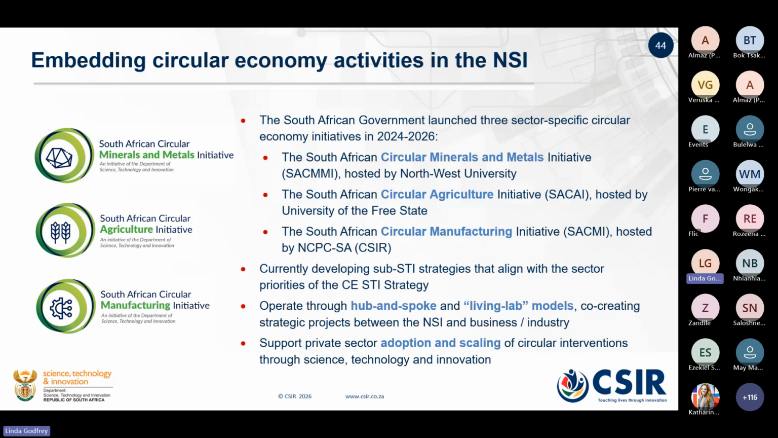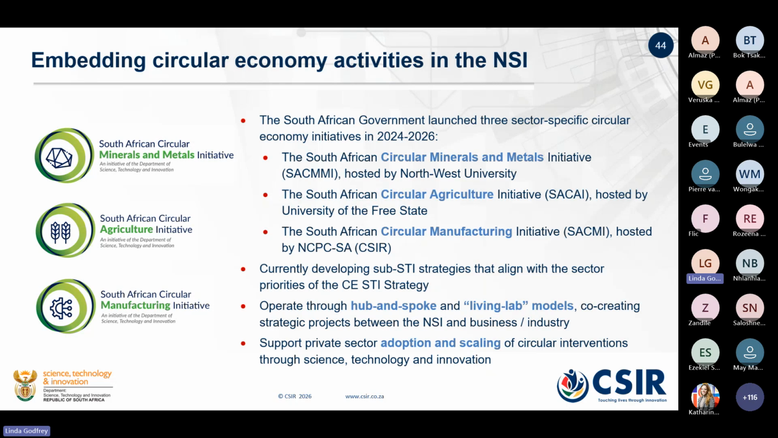And all 3 of these initiatives are currently developing their own more detailed sub-strategy. I've shown you the high level, 3 for mining, 4 for agriculture, 4 for manufacturing. They are now unpacking that into further detail that will help to drive these strategies and the parent circular economy strategy forward. They are intended to operate through a hub and spoke model.